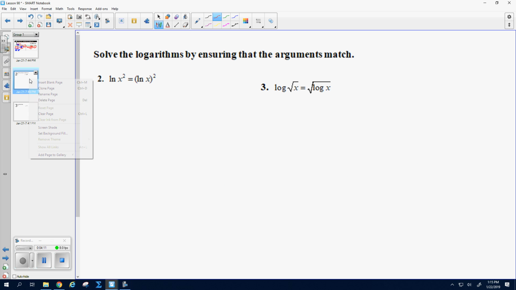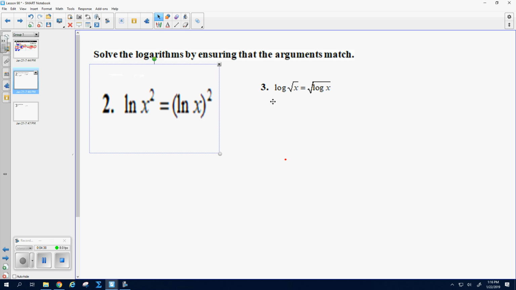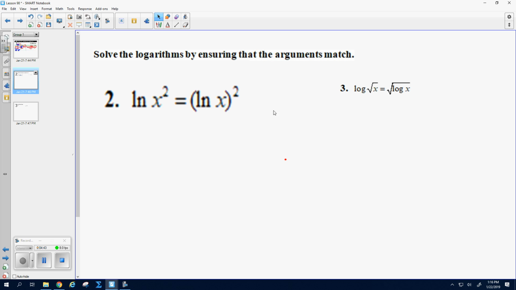All right, now we're going to solve some challenging log problems. So solve logs by ensuring that the arguments match. Right now, this one has an x squared in the argument, and this one has an x. People make the mistake of thinking this is the same thing, but this is only squaring the x. And on the right-hand side, it's squaring the entire thing. So that is different. All right, so they're not the same.